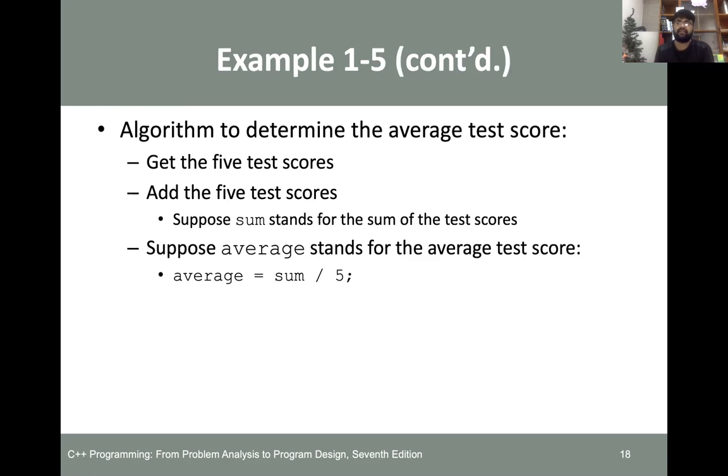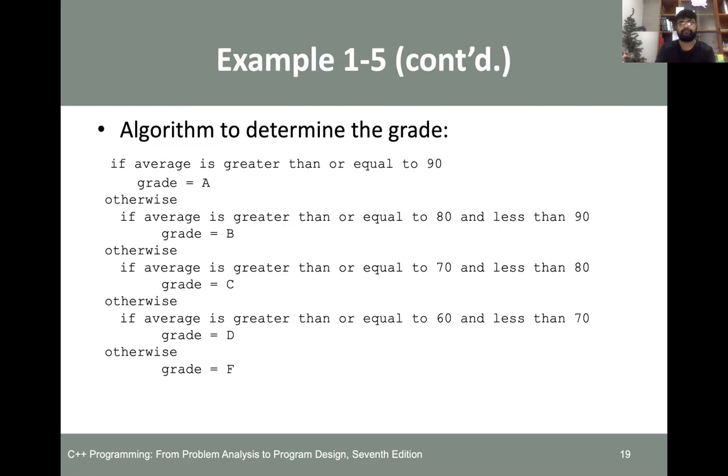If you want to determine the average test score, the idea is to get the 5 test scores of a particular student and add the 5 test scores together. Suppose sum stands for the sum of the test scores, so the sum of the test scores is stored in a variable called sum. Then suppose that average stands for the average test score. The value in average is calculated as sum divided by 5. Since there are 5 tests and sum contains the sum of all the 5 tests, sum divided by 5 gives you the average of your student.